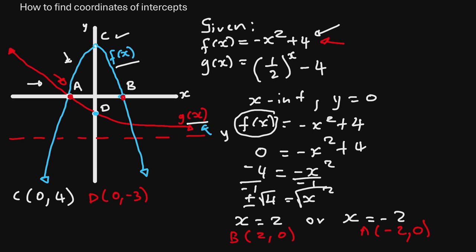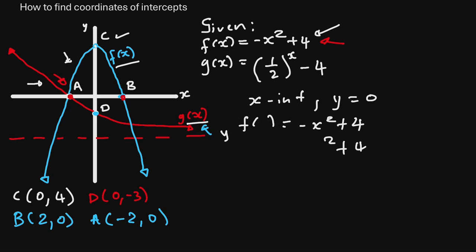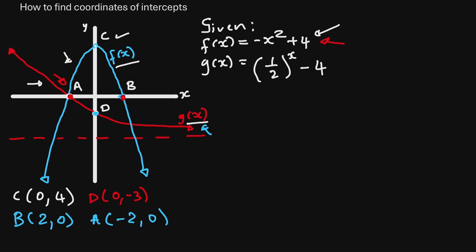So let's write the points that we have now. We have the coordinates of B to be (2, 0). And then we also have the coordinates of A to be (-2, 0). So let's try to use now the g of x to see if we'll find the same coordinate for the point A. Because now the point A is touching both functions. It's touching the function at what? At A, for the exponential, and then also for the quadratic.